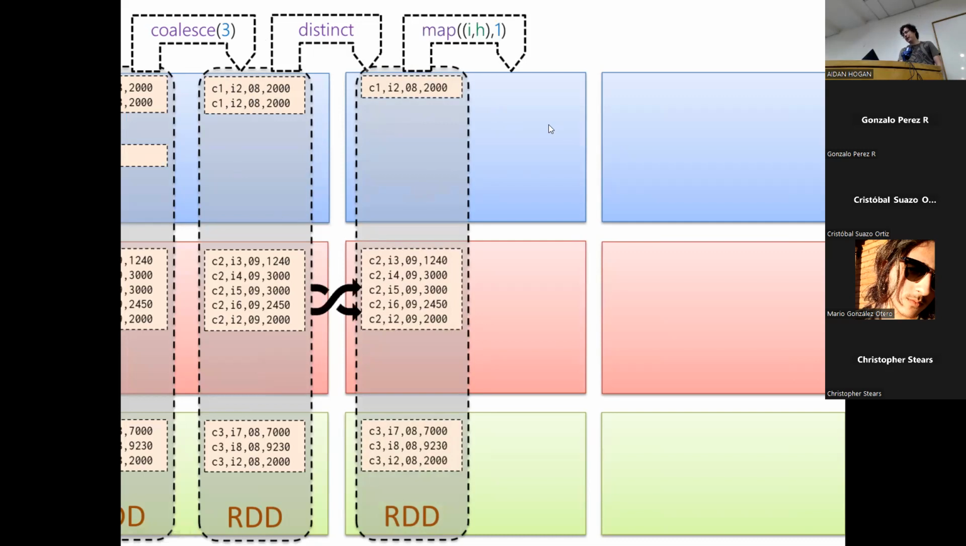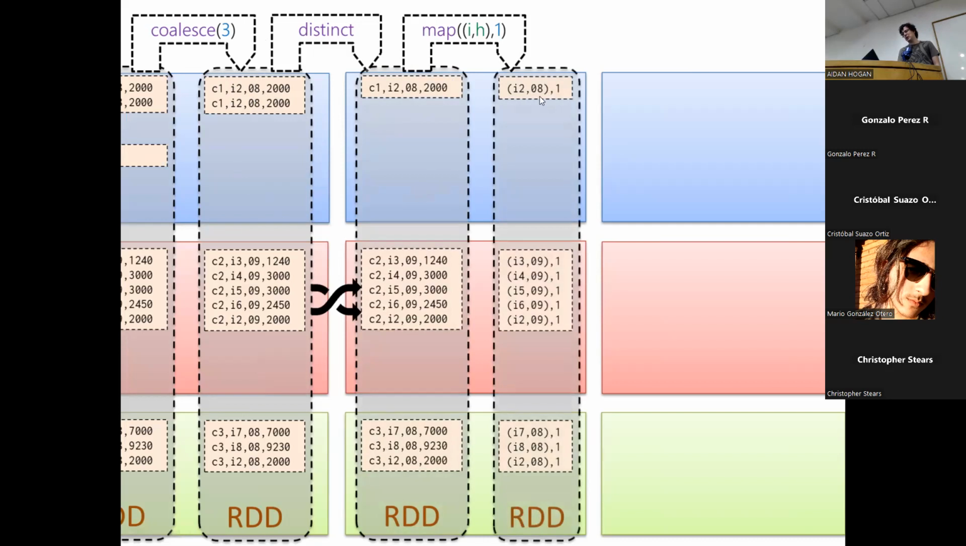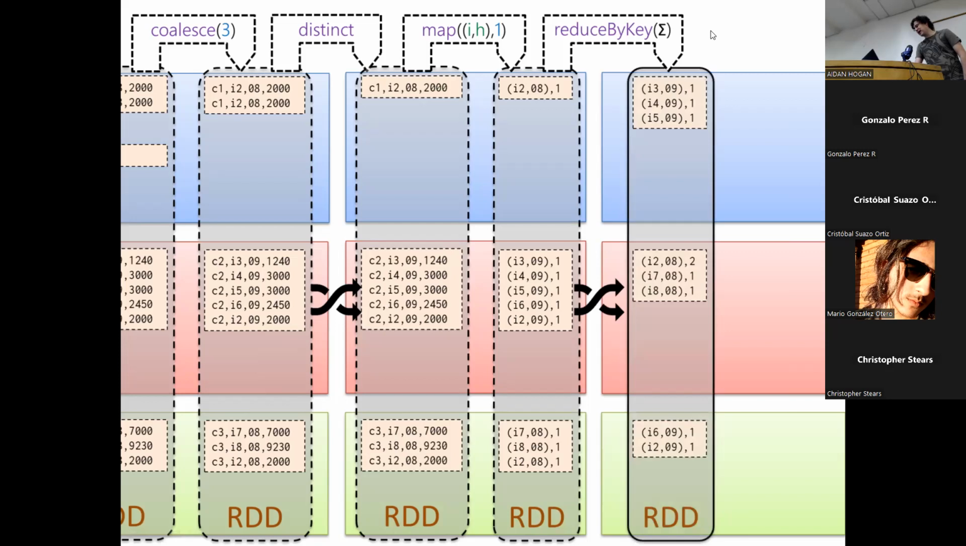We call map IH, which is item and hour, because we want to somehow group by item and hour. And we're going to output a 1 for each key, as we see in MapReduce, because we want to count these things. And then we apply reduce by key to sum all of the values for each key, the keys here being items and hours. This will give us the number of times each pair of item and hour appears, so we know how many times that item was bought in that hour.